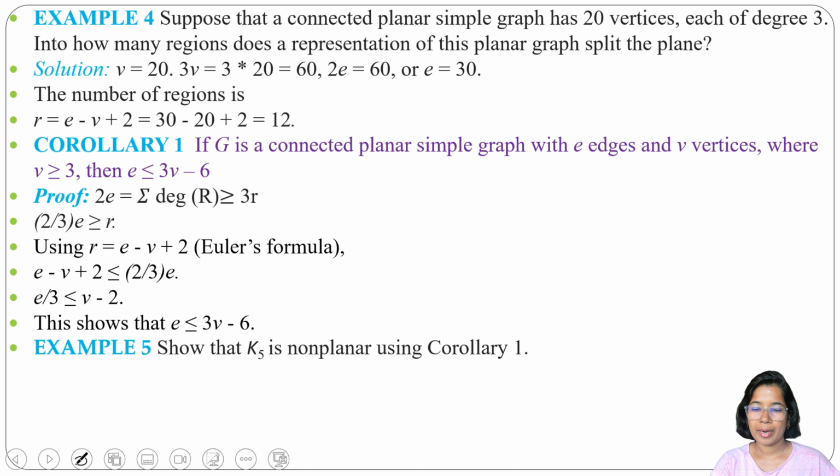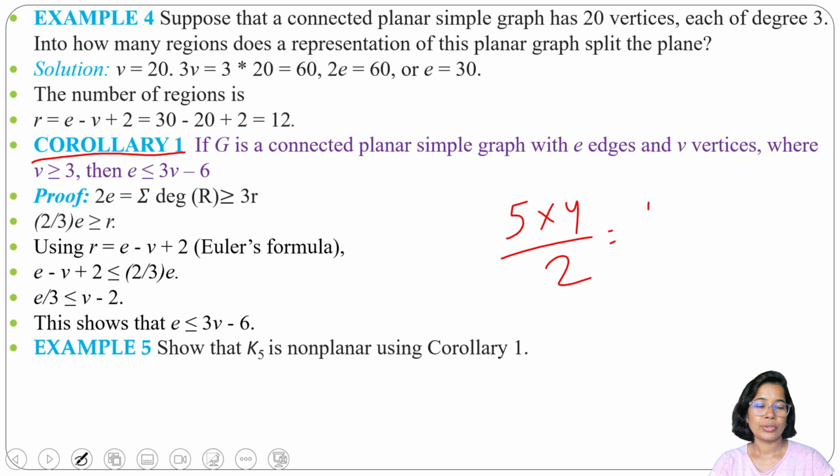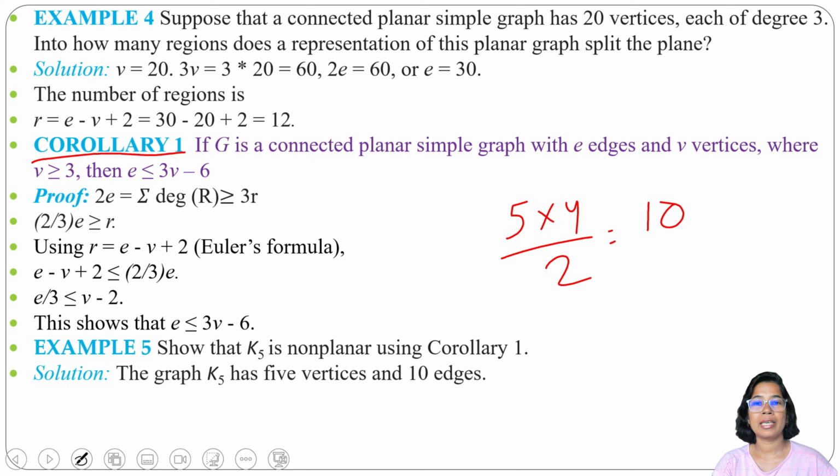Now example 5: show that K5 is non-planar using corollary 1. So we'll use this corollary 1 and show that K5 is non-planar. K5 is a complete graph having 5 vertices. Then how many edges will there be? 5 multiplied by 4 divided by 2, so it's 10. So in K5 there are 5 vertices and 10 edges. E equals 10, V equals 5.